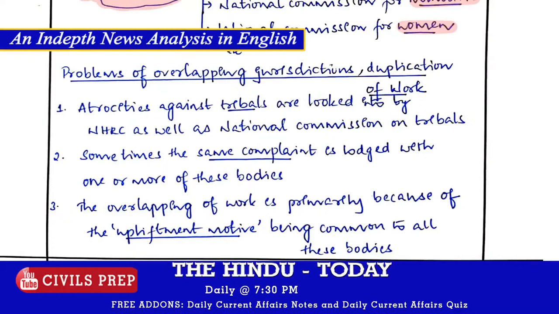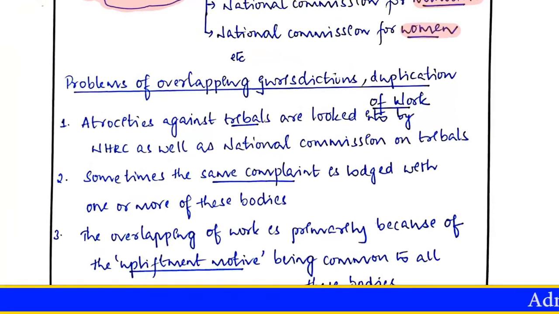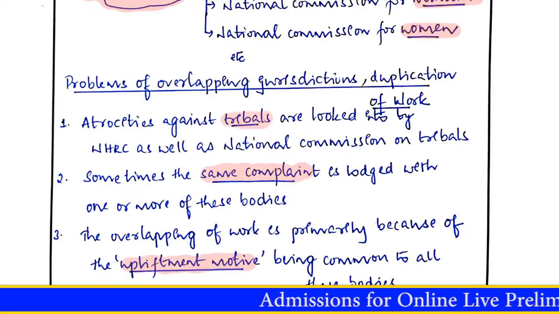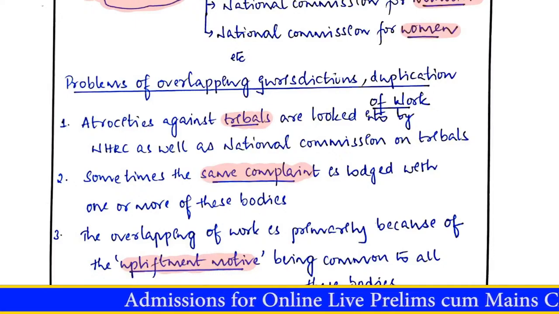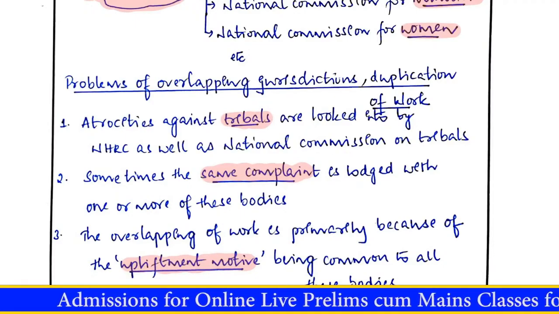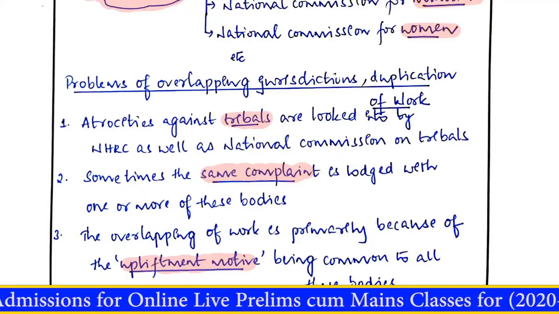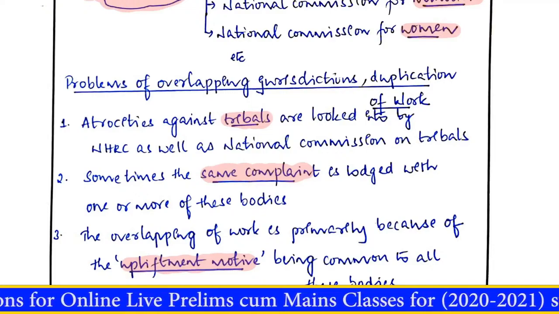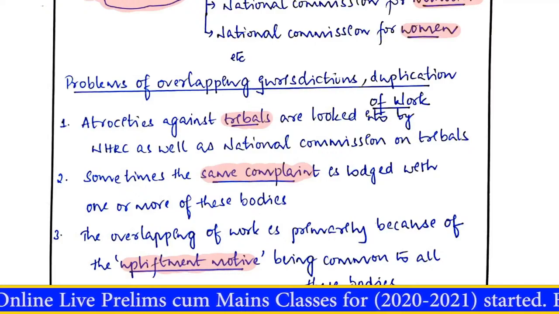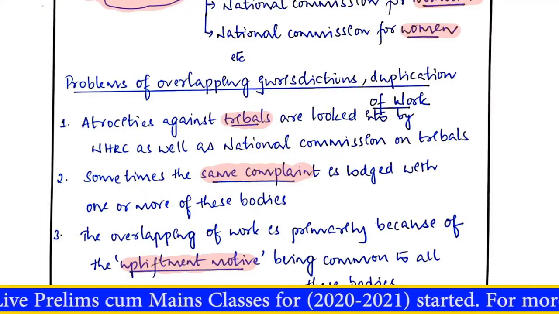So this in a sense is related to the example that I have given some time ago in relation to a tribal woman. So if there is a tribal person and his rights are violated, as in if some atrocities are committed against him or if he faces discrimination, who is going to take care of this particular issue? Is it the NCST or the NHRC? Because both of them can do it. So there is an overlapping jurisdiction.